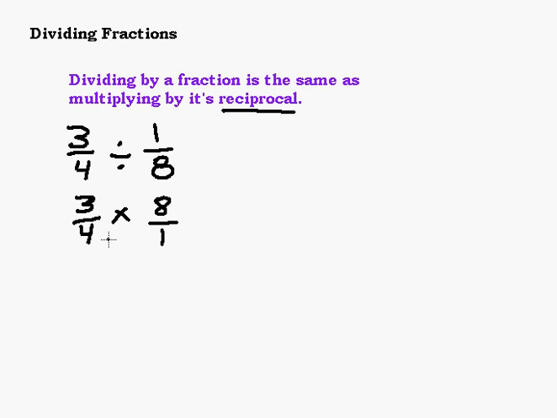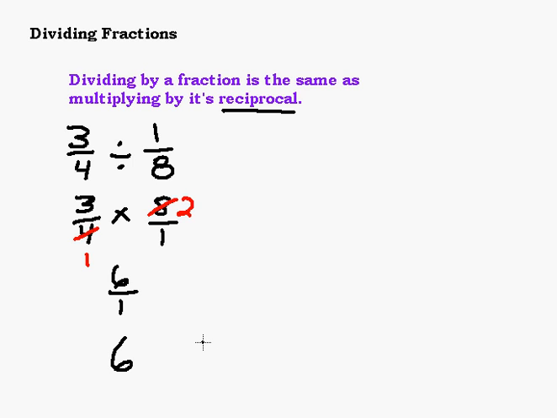Is there anything I can cancel? Remember, you can only cancel when you're multiplying. I could not cancel if there's a divide sign, even if there were something that could cancel. I can only do it when there's a multiplication. Okay, 4 and 8, looks like I can cancel there. 4 goes into 4 once, 4 goes into 8 twice. Now we multiply straight across. 3 times 2 is 6, 1 times 1 is 1, 6 divided by 1 is 6. So 3/4 divided by 1/8 is 6.